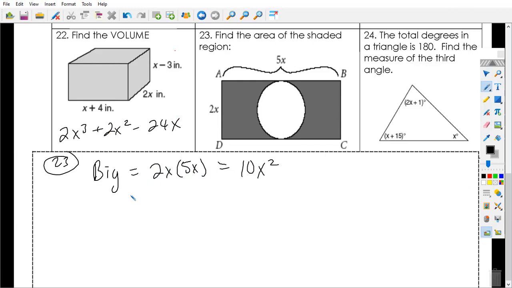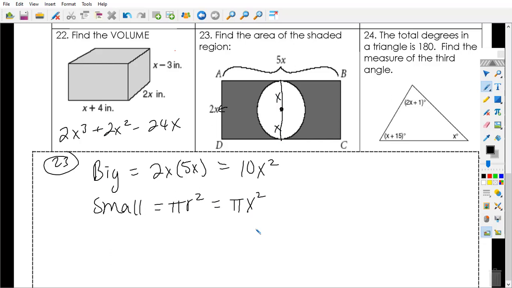Then I'm going to find the area of my small. How do you find the area of a circle? You need pi r squared, right? So I need to know the radius. Well, from looking here, I know my diameter is 2x. So what is my radius? 1x, right? Because x plus x is going to give me 2x. So therefore, this is pi x squared.